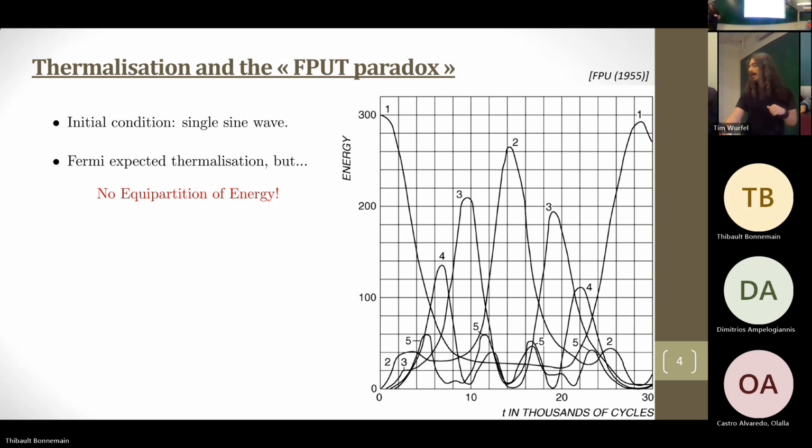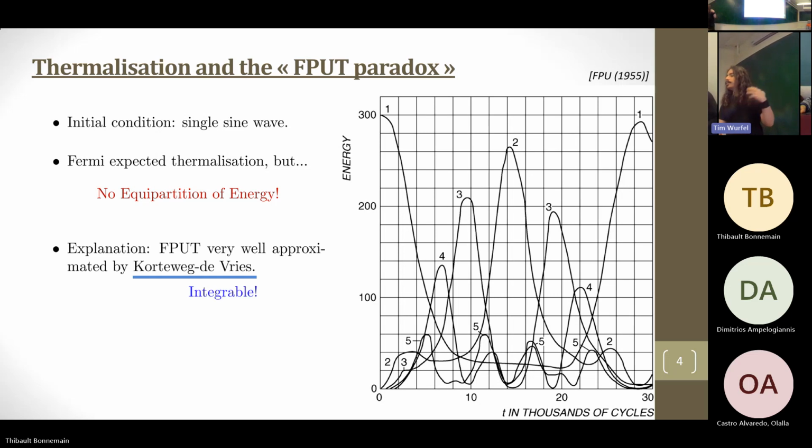The explanation for this behavior would come much later, and it's because the FPUT model is actually very close to integrability. In fact, the alpha FPUT model in its continuous limit can be very well approximated by the Korteweg-de Vries equation, which is itself integrable. But why is this important? Why is integrability important here? To give you an answer, I will try to give you a flavor.